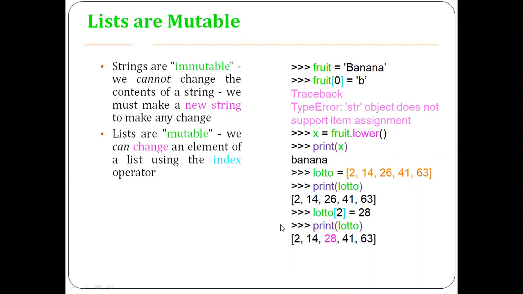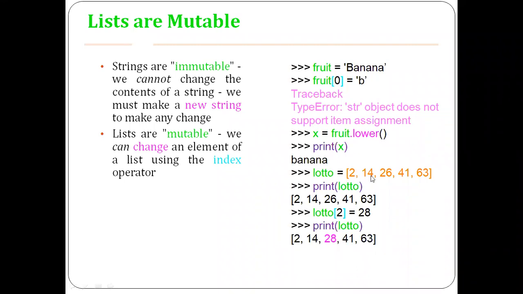Now I want to make changes to the second index: lotto of 2 is equal to 28. Now this is index 0, this is 1, and this is 2. When I make the change, lotto of 2 is equal to 28, instead of 26 it becomes 28. If you try to print the entire list again, it will print the updated value, that is 2, 14, 28, 41, and 63.